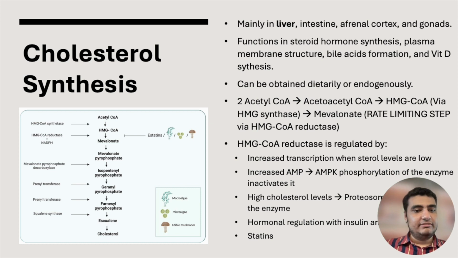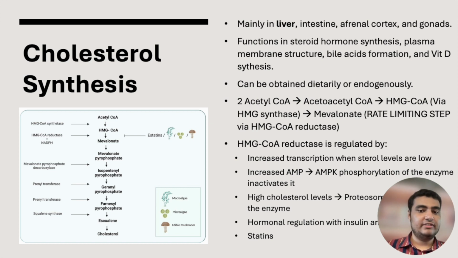Following that, we need to briefly talk about cholesterol synthesis, which mainly happens in the liver. However, it also happens in the intestines, in the adrenal glands, and in the gonads. And cholesterol is really important. It's needed for steroid hormone synthesis, plasma membrane fluidity, bile acids, vitamin D synthesis, a lot of stuff. And the rate limiting step would be the formation of mevalonate from HMG-CoA.